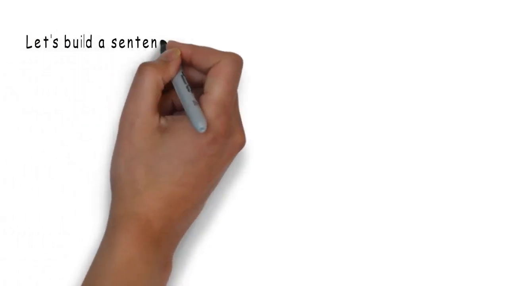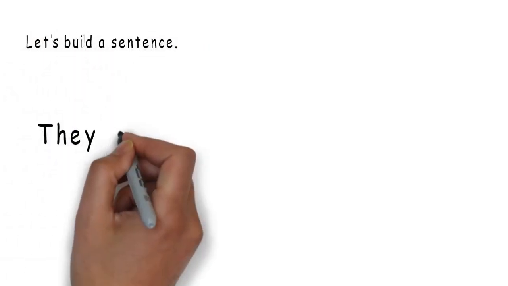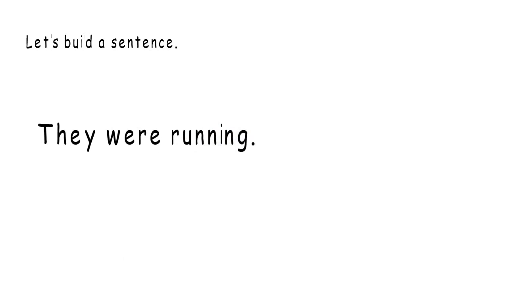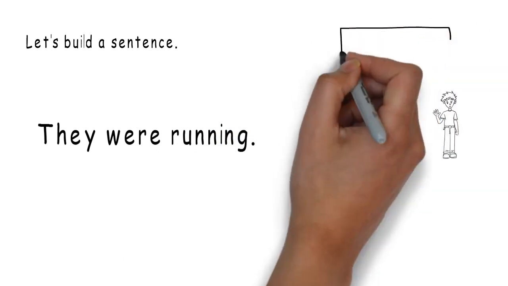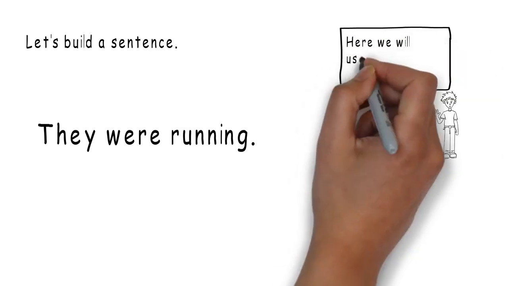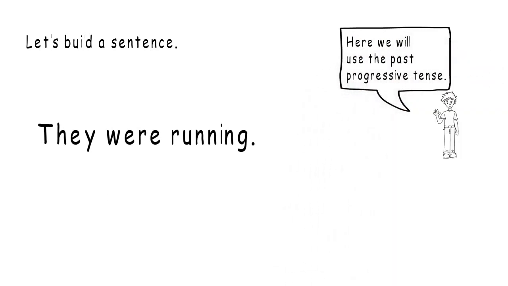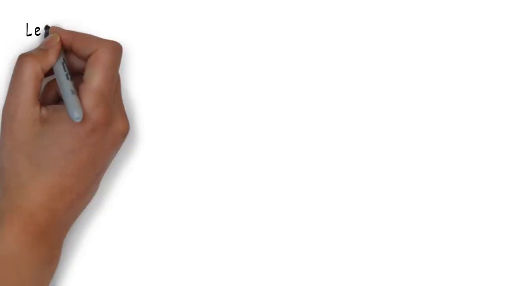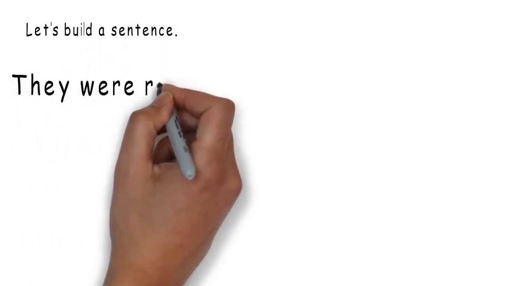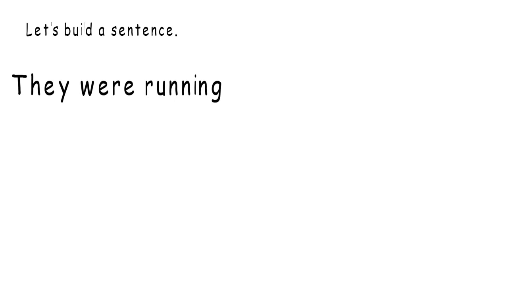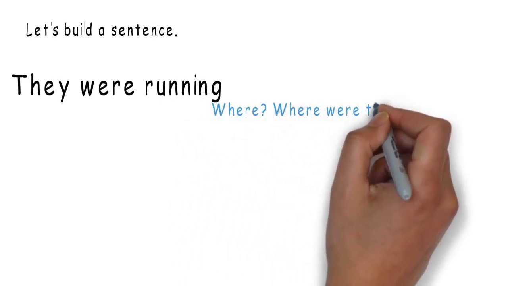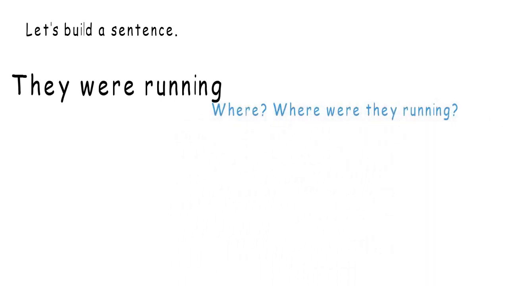Let's build a sentence. They were running. Here, we will use the past progressive tense. Let's build a sentence. They were running. Where? Where were they running? They were running on the track.